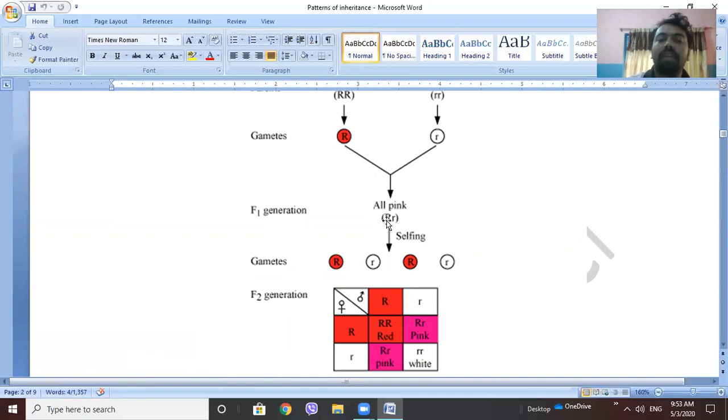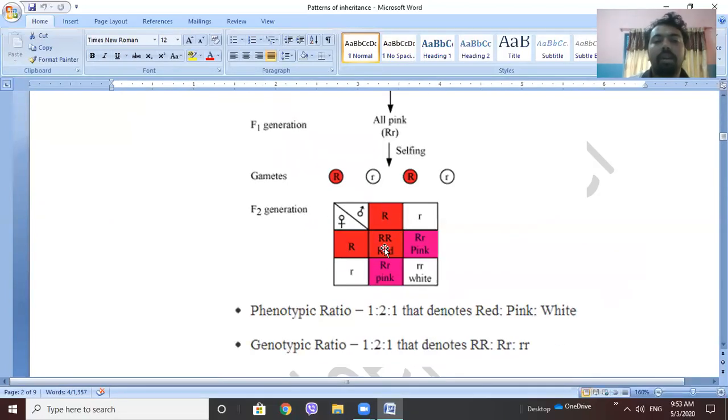So here, a half copy of gene R, we can say that the 50% allele is dominant. Let's not say dominant, but incompletely dominant, capital R, and another is small r. Now on selfing, we get one red, one white, and two pink. So the phenotypic ratio is 1:2:1, that is red is 1, pink is 2, white is 1. And the genotypic ratio is again the same.